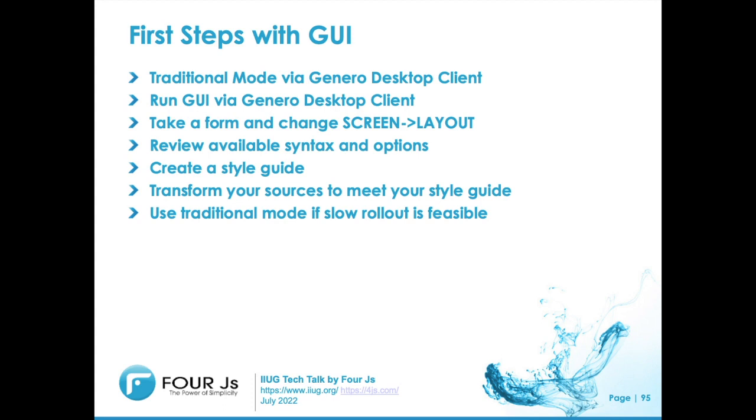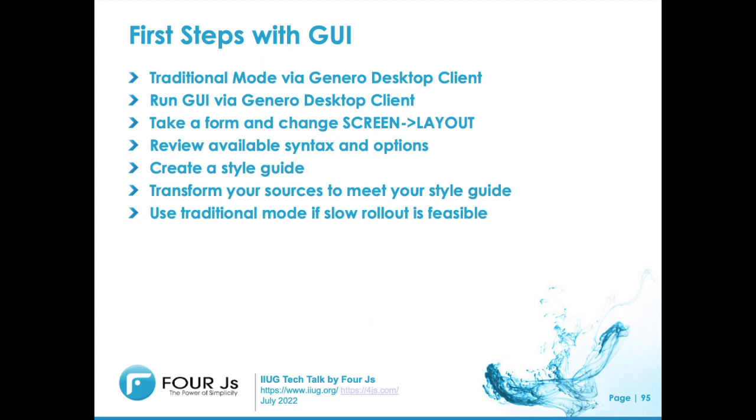See if you can run in traditional mode using the Genero desktop client, and then run in GUI graphical rendering mode with the Genero desktop client. Take a form and change it from string to layout, and then experiment and review the available syntax and options. Create a style guide document that documents how you want your GUI application to look, and then transform your sources to meet your new style guide.